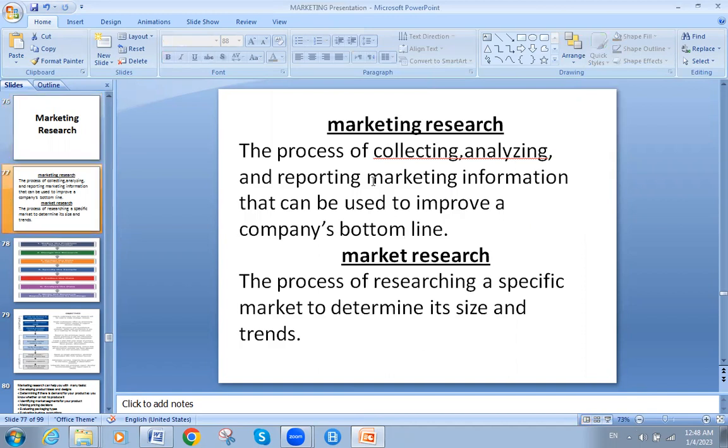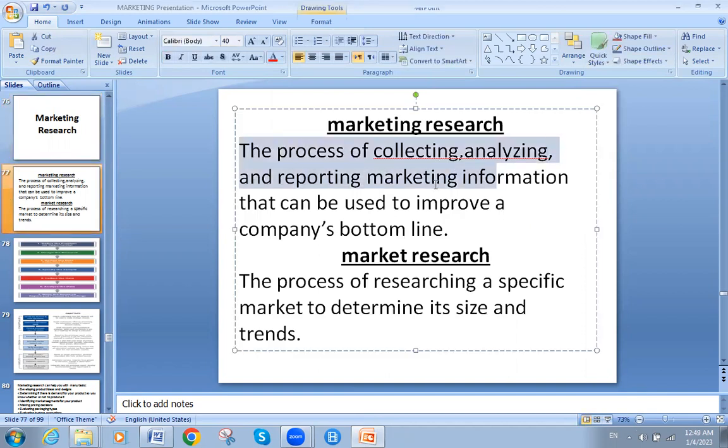So marketing research is the process of collecting, analyzing, and reporting marketing information that can be used to improve a company's bottom line. What about market research? The process of researching a specific market to determine its size and trends.